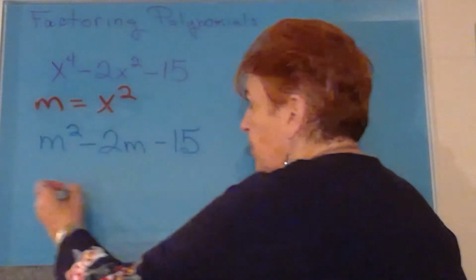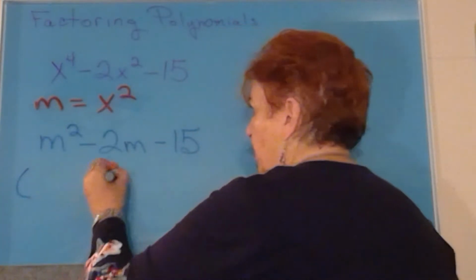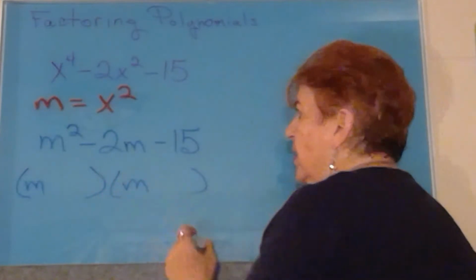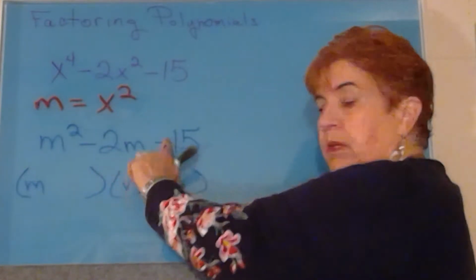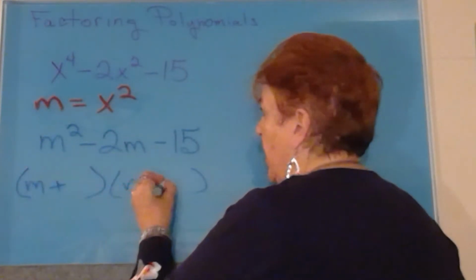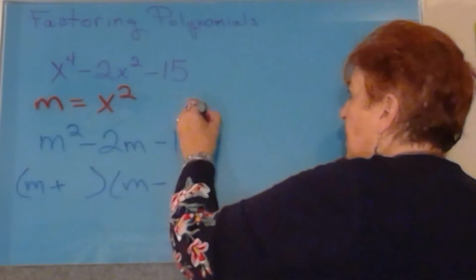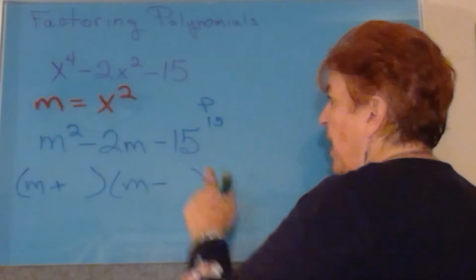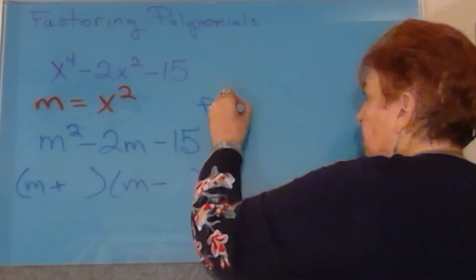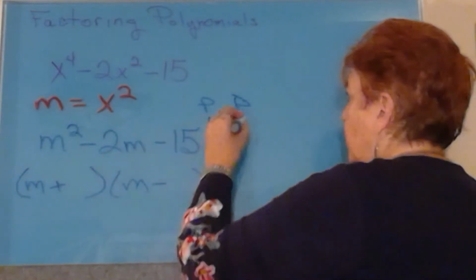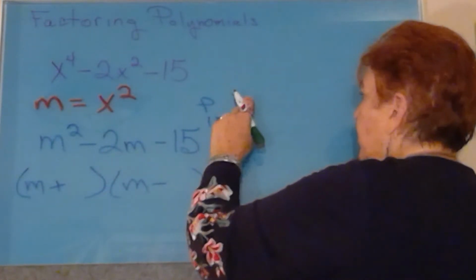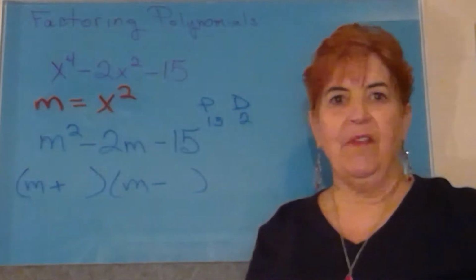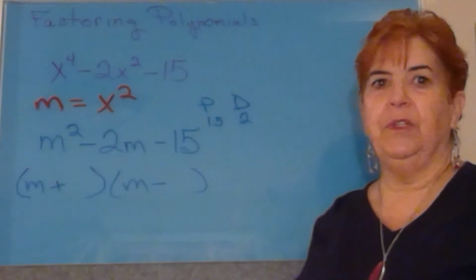So, you should be able to factor this. It's a trinomial. I'm going to put an m there and an m there. That says the signs are different. So I'm going to put a plus there and a minus there. I need a product of 1 times 15, which is 15. And that tells me I need a difference of 2. Now, if you don't understand what I just did, go back and look at factoring trinomials.